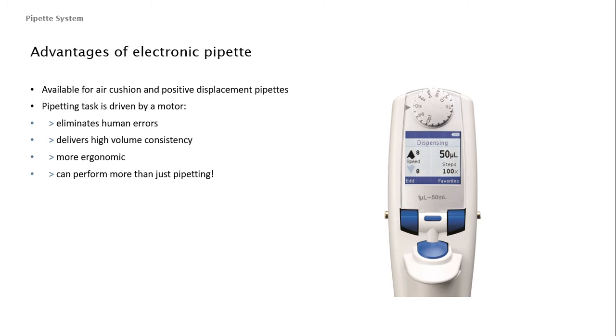So the advantages of using the electronic pipette. This pipette can do a lot of operations like aspiration, manual dispensing, automatic dispensing, time dispensing. You have mixing. So if you know how to use this one, it will be very convenient for your procedure. It is more ergonomic than the manual.